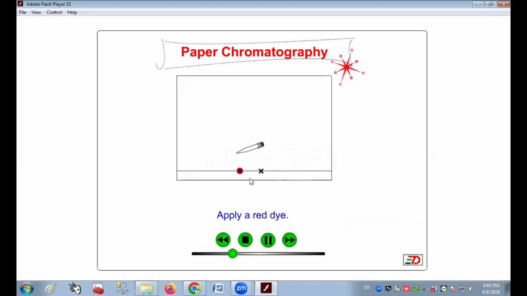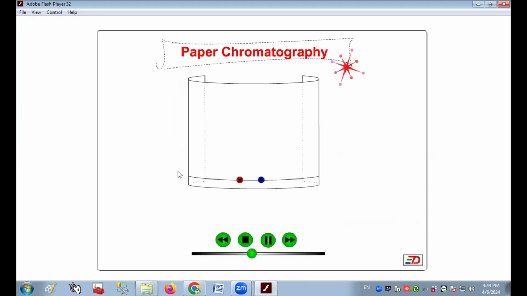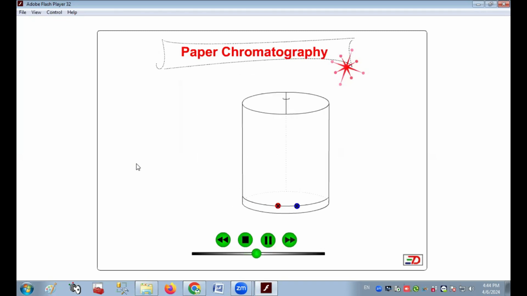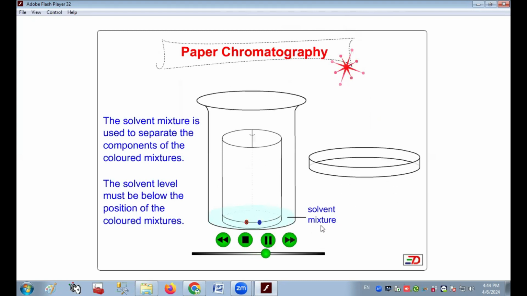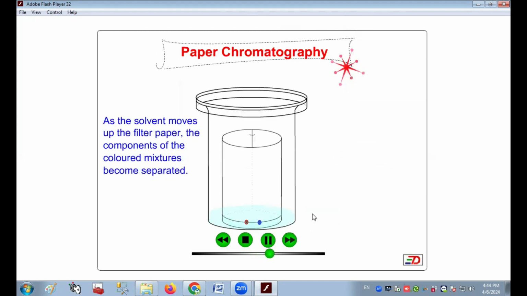Now we are putting a red dye, and we are putting a blue dye. You may dry it using a hair dryer, or sometimes there is no need to dry it. We fold that paper, or hold it using a pencil, and keep it in a beaker containing the solvent. The solvent may be alcohol or water. After a few minutes, you can see the dyes travel with the solvent, and they will be separated into their components.